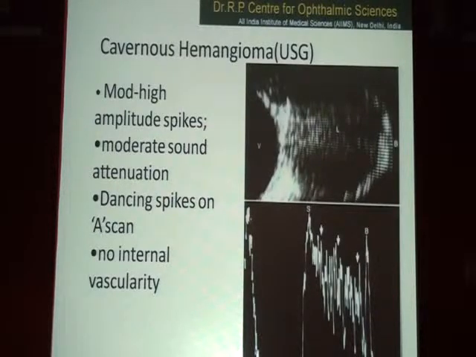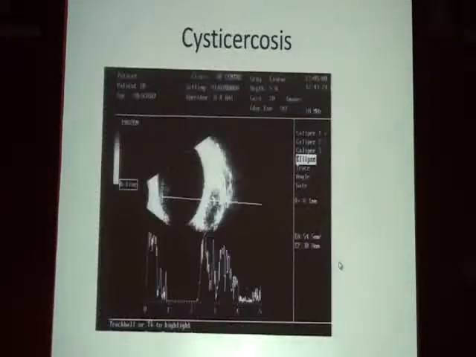Some orbital tumors are simply diagnostic on ultrasound. For example, a cavernous hemangioma, where the lesion shows moderate to high amplitude spikes. There is moderate sound attenuation. On A scan, we see what we typically call the dancing spikes, and there is no internal vascularity.